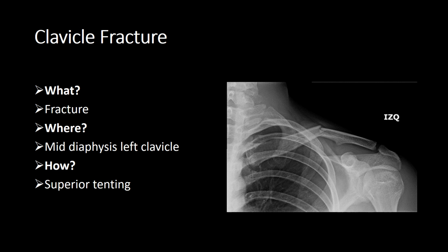Here we have a fracture of the mid-diaphysis of the clavicle. These types of fracture tend to occur with superior tenting of the fracture site. The reason being is that the medial portion is elevated by the sternocleidomastoid muscle, whereas the lateral portion is depressed by the weight of the shoulder and upper limb.